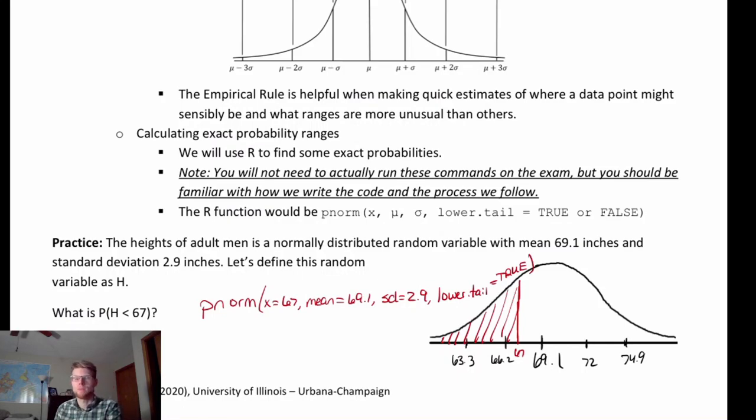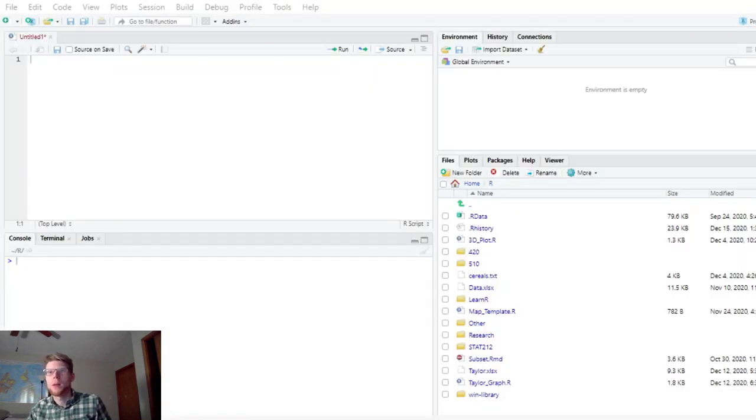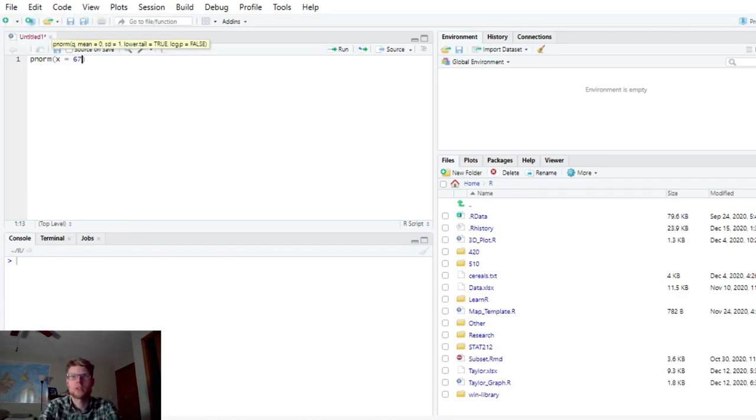I happen to have R up here, so I'm going to pull R up. I'll move that out of the way and try typing pnorm(x = 67, mean = 69.1, and you can actually see the options showing up there. Sorry, it's SD, not sigma. Or no, I did SD, so I did that correctly. SD = 2.9, lower.tail = TRUE.